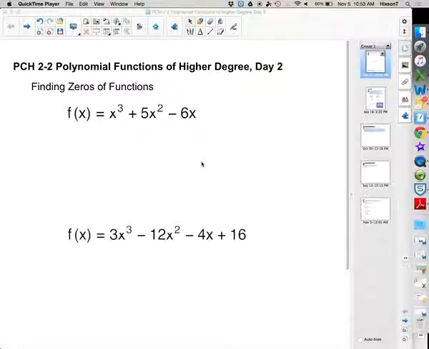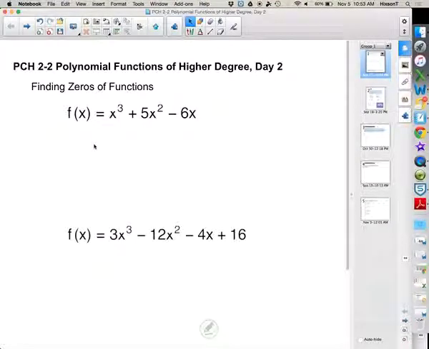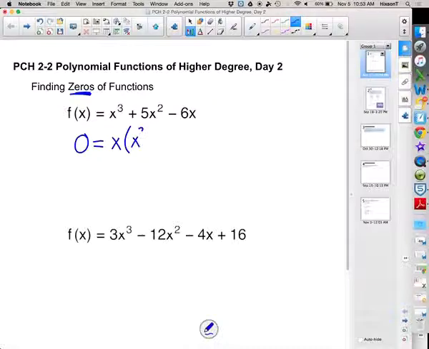Into the zeros for this. You factor out x first. Okay, and we're factoring out because we're trying to solve what? How can it equal 0? Yeah, we're trying to solve for when our function will equal 0. So you're right. We're going to factor out an x first.